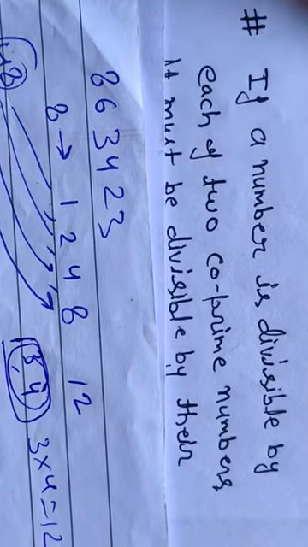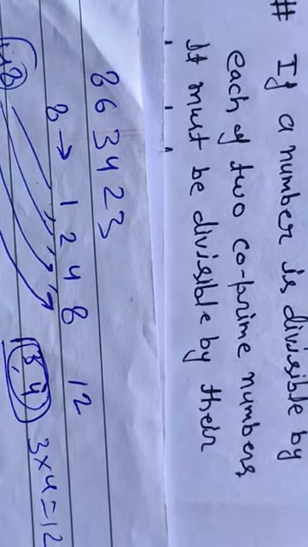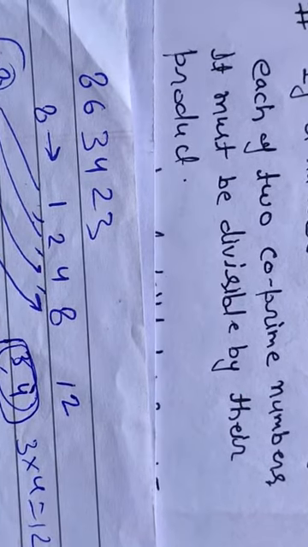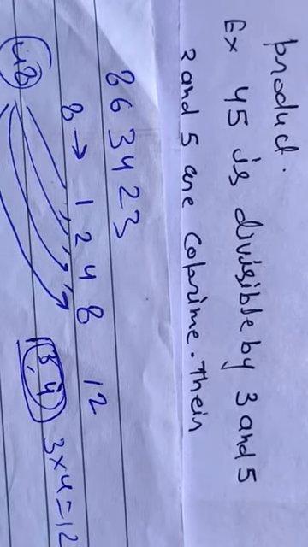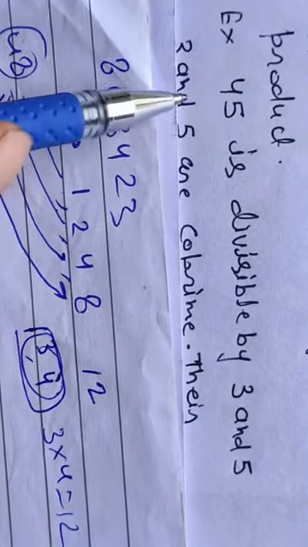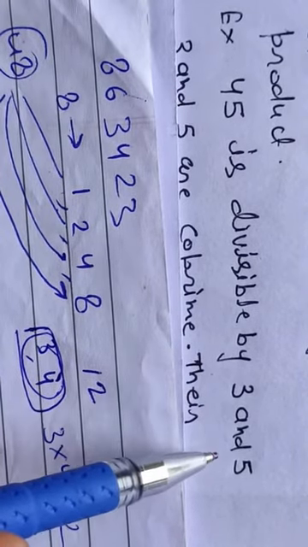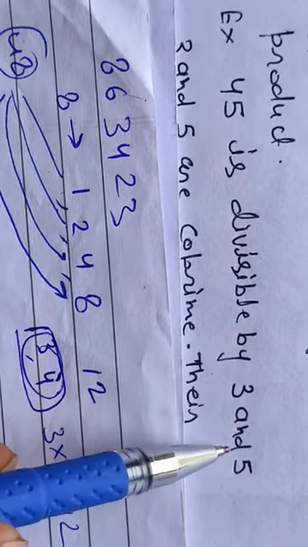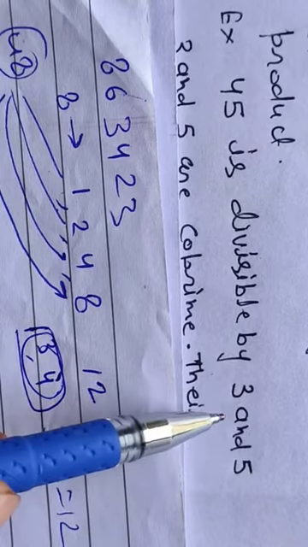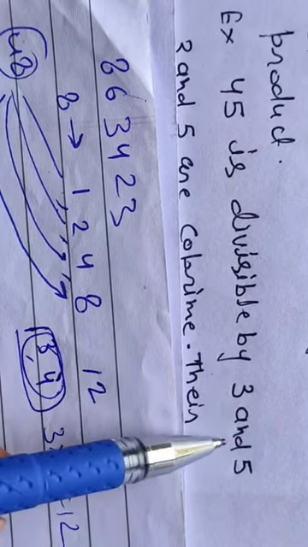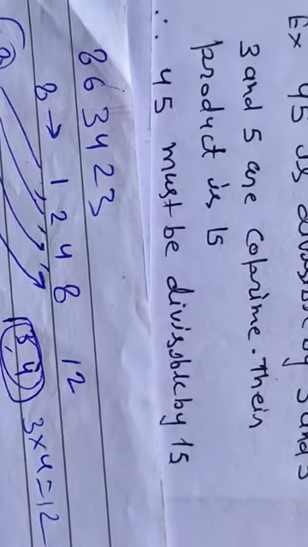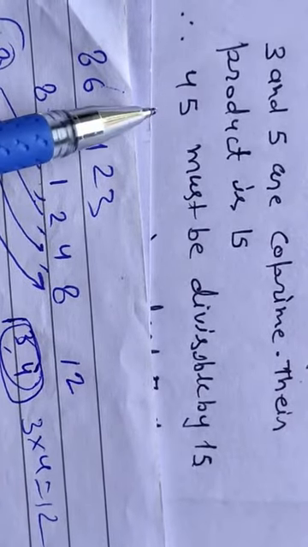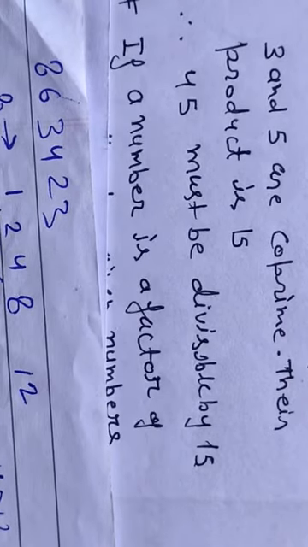So if a number is divisible by each of two co-prime numbers, it must be divisible by their product. For example, 45. Okay, 45 is divisible by 3 and 5, and 3 and 5 both are co-prime. So their product, 3 into 5, is 15. So 45 is also divisible by 15. So 3 and 5, their co-prime product is 15, so 45 is divisible by 15.